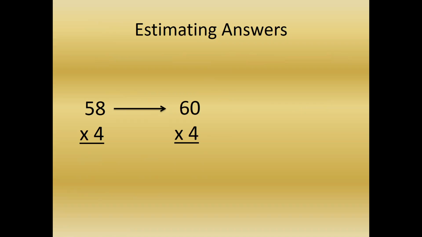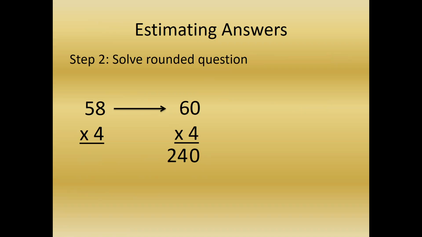So then we're going to use step 2 where we solve the rounded question. So it's just like Monday, how we ignored the 0 at first. We took the 0 off, then did our multiplication, then we added the 0 back on. So what's 4 times 6? 24. Good job. And then we're going to add the 0 onto the end of it. So it would be 240.